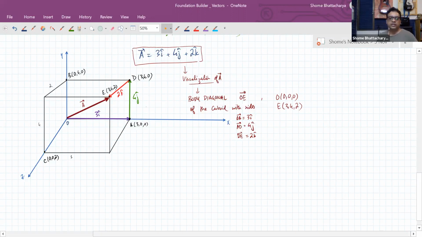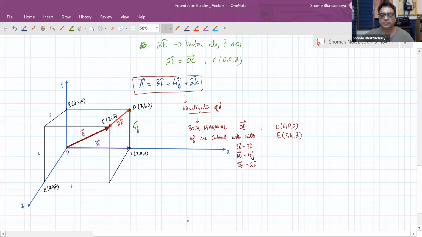So again, the room in which you are sitting, just imagine the body diagonal going from the origin corner in front of you, to the corner behind you, the diagonal cutting through the body of the rectangular room in which you are sitting. That is the vector OE, which is nothing but the vector joining the corners O and E. Okay. So this is the easiest way to visualize this vector. Make a note of this also. So this is how we visualize in a three-dimensional system.